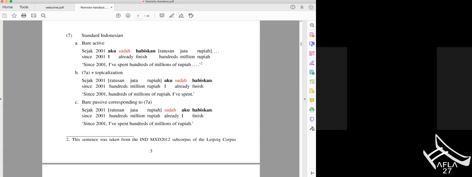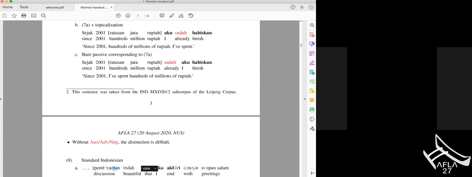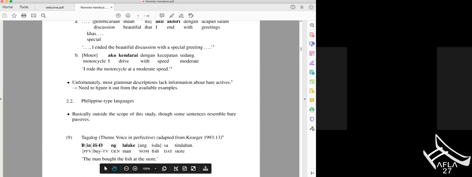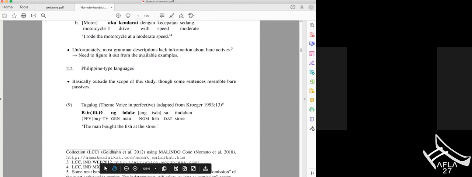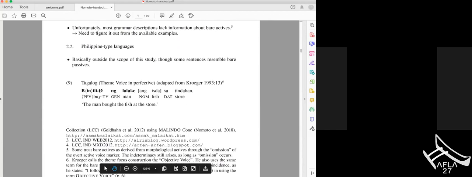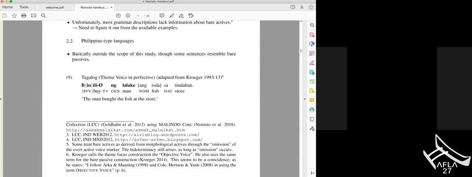As for Philippine languages, basically I didn't look at them, but some sentences resemble bare passives, like the theme voice sentence in Tagalog in 9. Here the verb doesn't have any voice marker, the agent comes adjacent to the verb, and the patient is in the nominative.